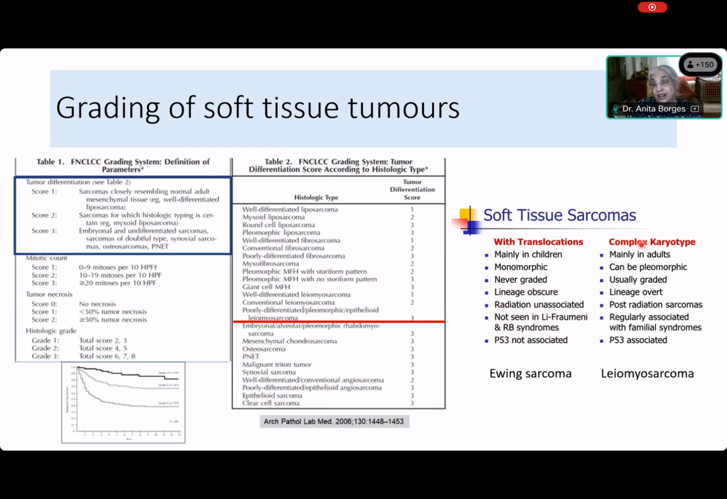The tumors like leiomyosarcoma are tumors with very complex karyotypes. They're not fingerprint type tumors with translocations or, like I said, a mutation of one type. They're seen in adults. They can be very pleomorphic, and we grade them. We say low grade and high grade leiomyosarcoma. We know their lineage, and we can show the lineage on immunohistochemistry or even by looking at the tumor. These are the tumors that you get in post-radiation situations, whether it's leiomyosarcoma, fibrosarcoma, angiosarcoma, whatever. And they are regularly associated with familial syndromes like Li-Fraumeni syndrome. In RB syndrome, occasionally you do get osteogenic sarcoma, and they are very regularly P53 associated.